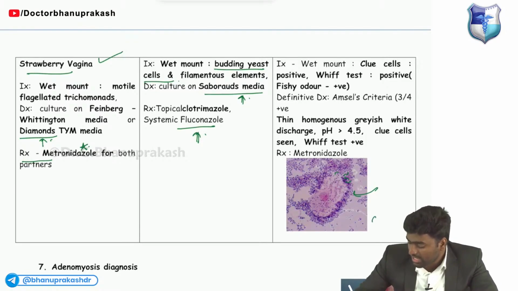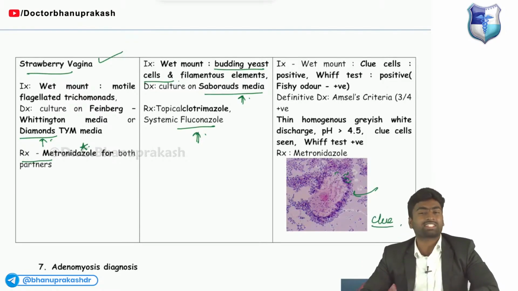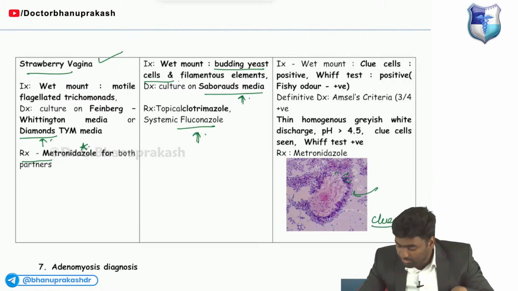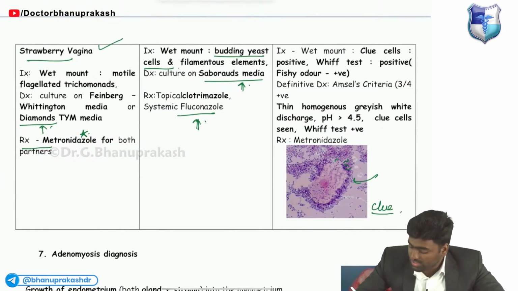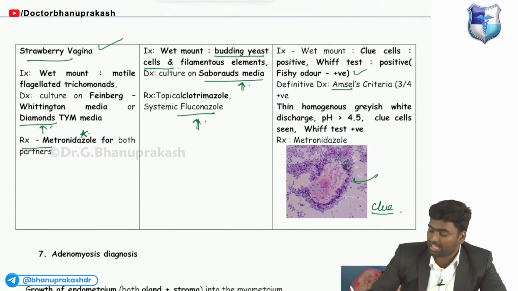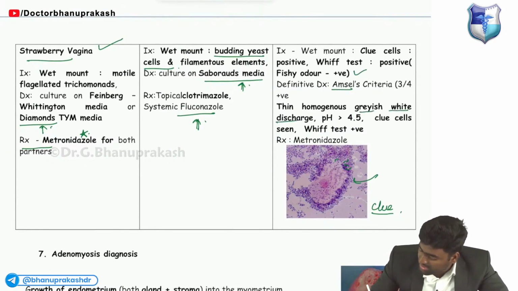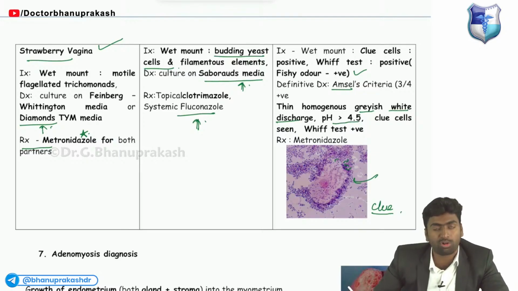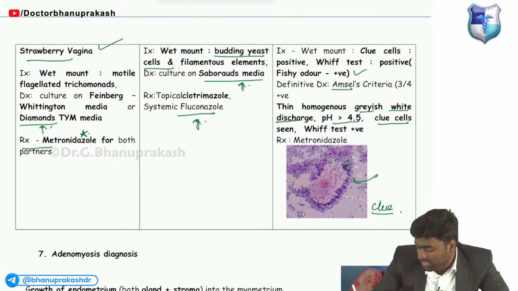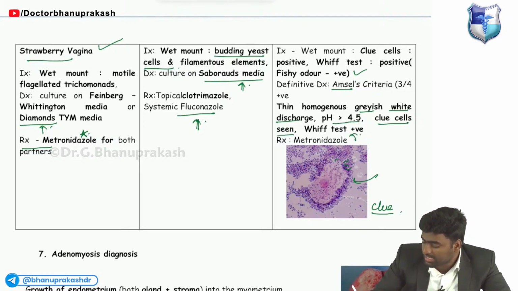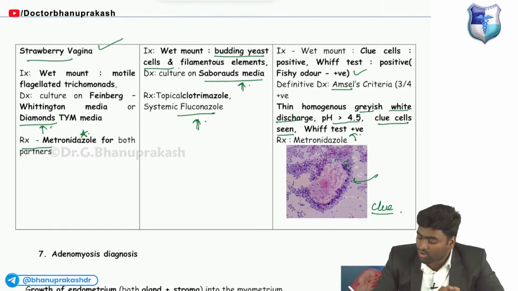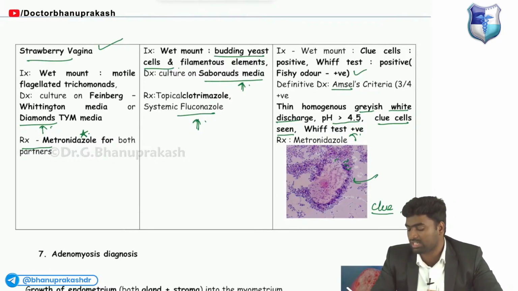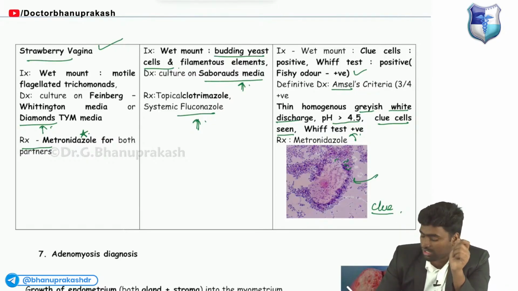So these are clue cells. Clue cells are mainly seen in a case of bacterial vaginosis, and we use the criteria known as Amsel's criteria for diagnosis. There will be a grayish white or dirty white discharge, along with a pH of more than 4.5, the presence of clue cells, and a positive whiff test. There will be a fishy odor, and on adding KOH you will be able to smell the fishy odor. So this will be seen in the case of bacterial vaginosis.